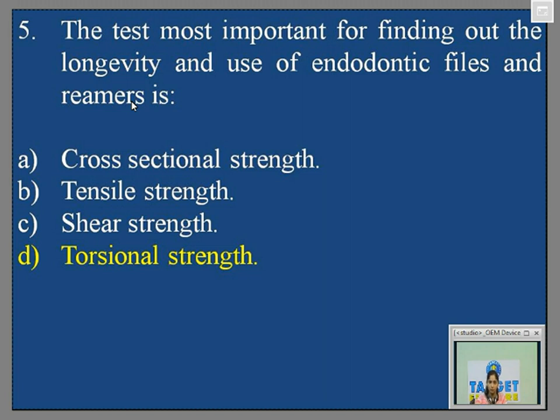That is how you apply a torque. So that is the most common mode of failure. That is, the file is undergoing torsional fatigue. So the most important test is how much is the torsional strength of a file.